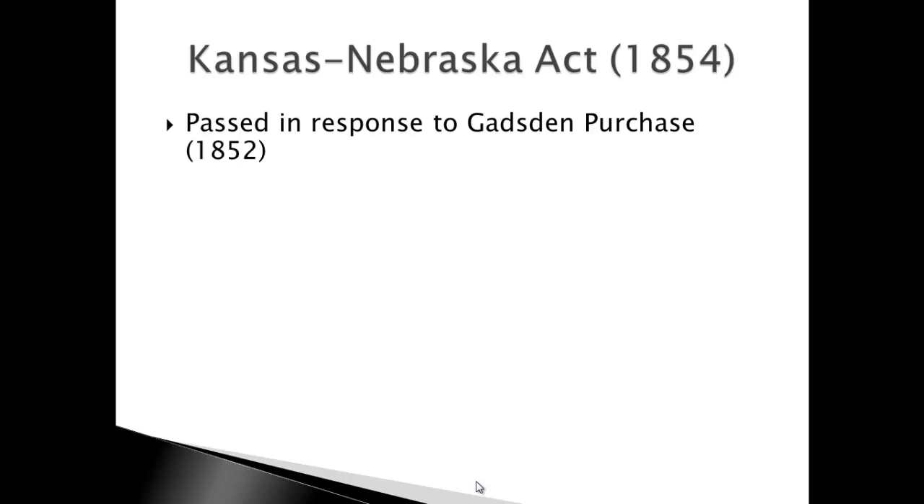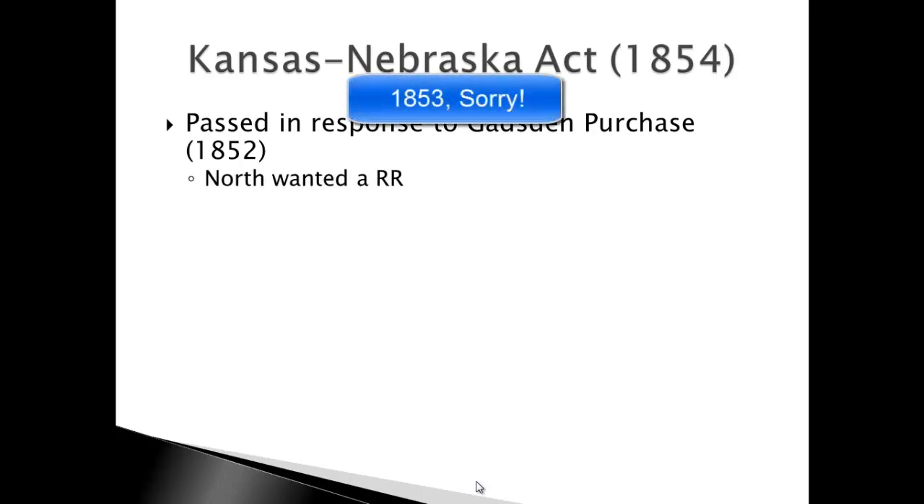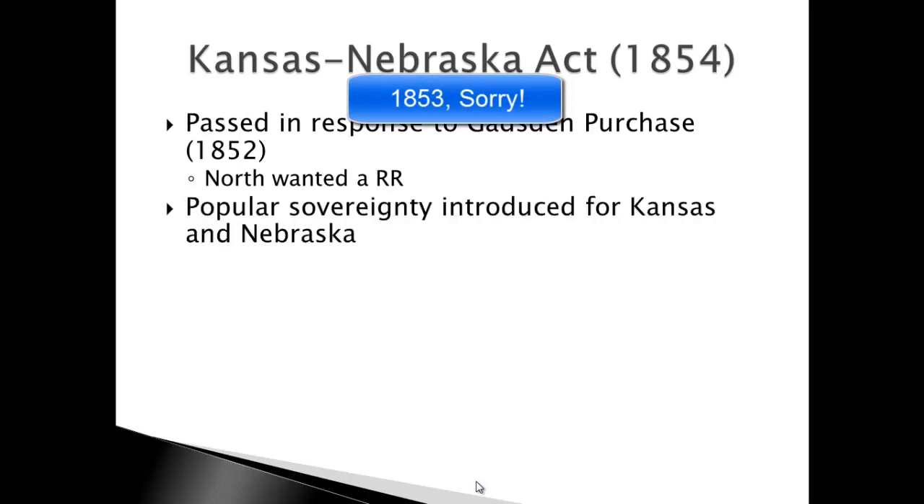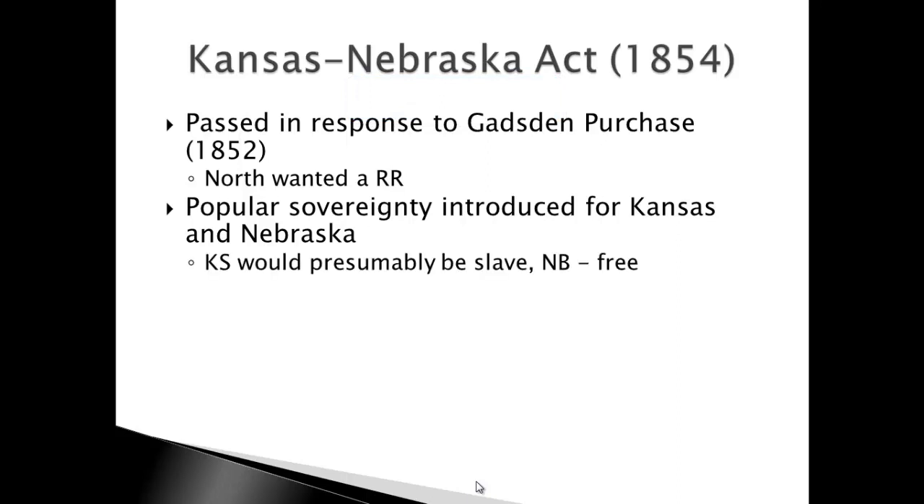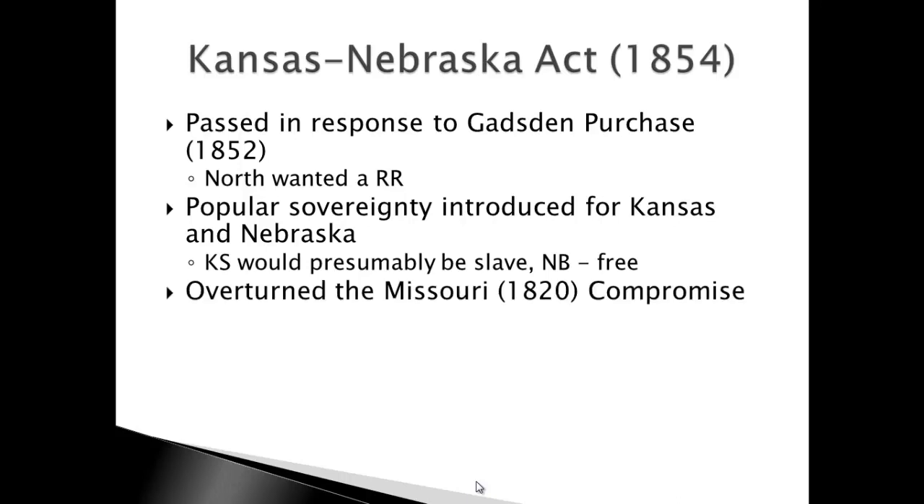You may wonder, why is it passed? Well, the North wanted a railroad as well. And remember, the whole purpose of the Gadsden Purchase was for the South to get a railroad. So this idea of popular sovereignty is introduced for Kansas and Nebraska, and the assumption was that Kansas would become a slave state, and Nebraska would become a free state.